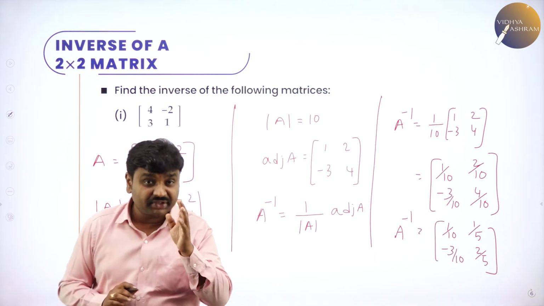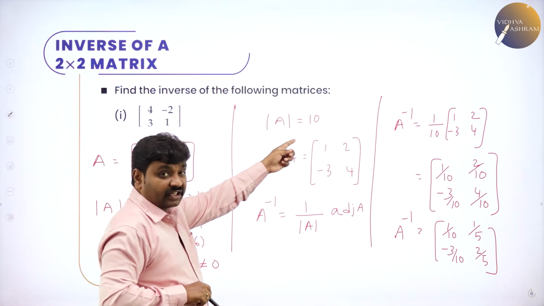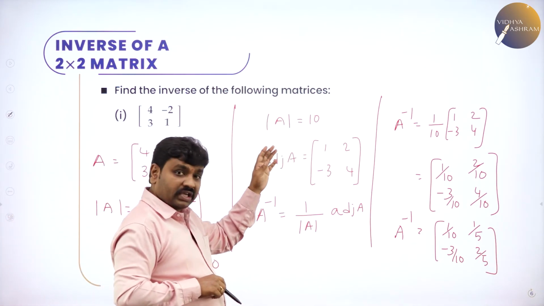So if you want to find the inverse, first you should find the determinant. That determinant should not be 0. So here the determinant is 10, so it is non-singular. So therefore inverse exists.